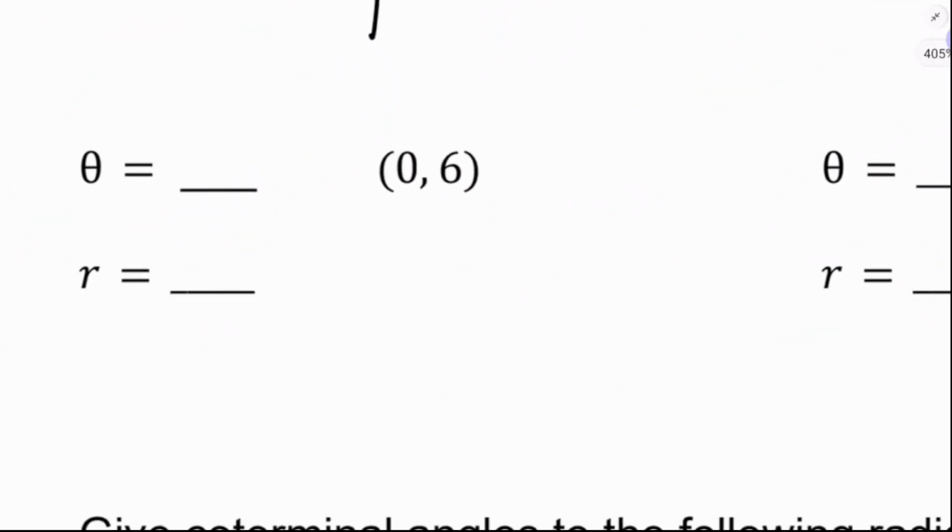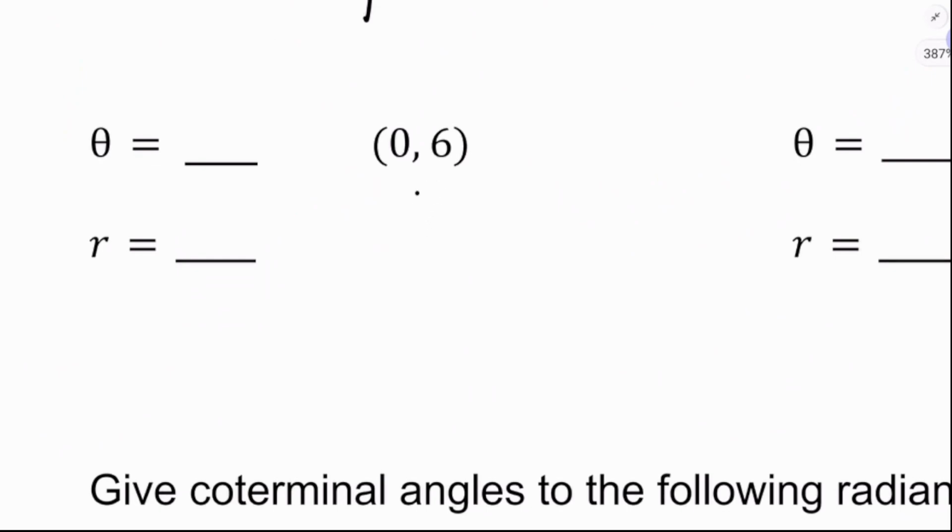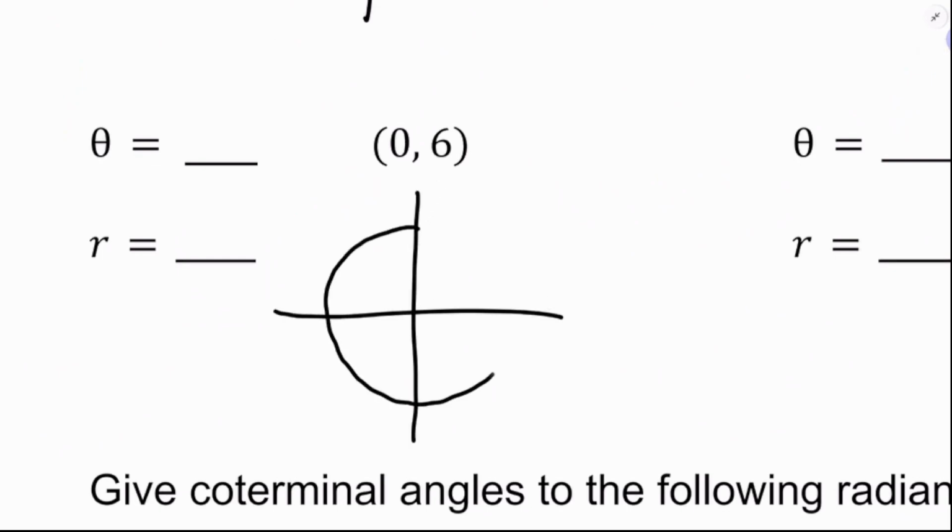Right, 0 and 6. Oh, unfortunately, these are going to eventually not all be as easy. But x is 0, y is 6. So I'm up here at the top of the circle. That's theta equals pi over 2. Radius of the circle will be 6.